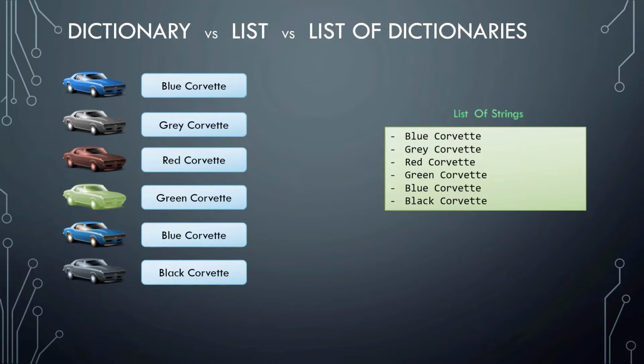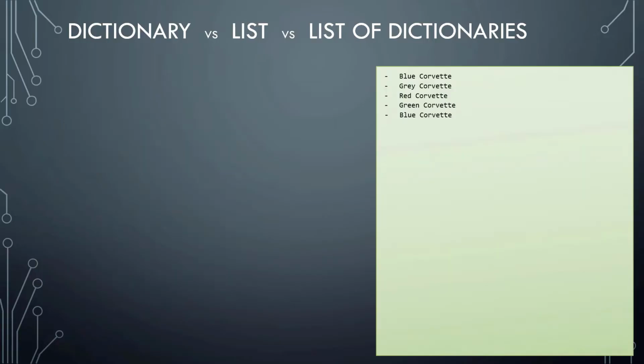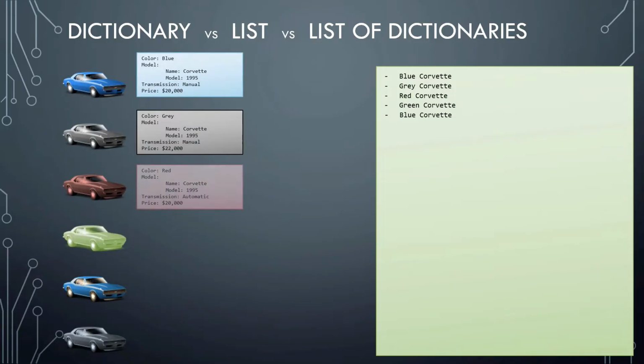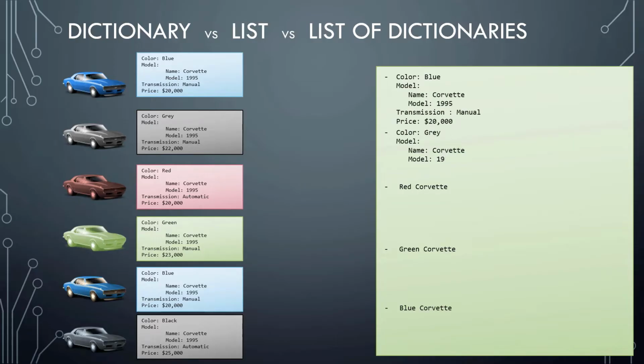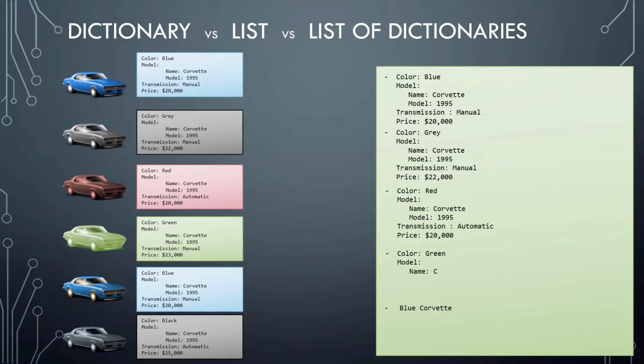What if we would like to store all information about each car? Everything that we listed before, such as the color, model, transmission, and price. We will then modify the array from a list of strings to a list of dictionaries. So we expand each item in the array and replace the name with the dictionary we built earlier. This way, we are able to represent all information about multiple cars in a single YAML file using a list of dictionaries.